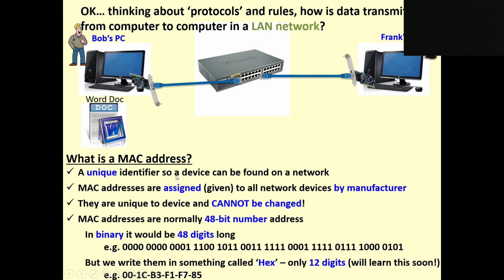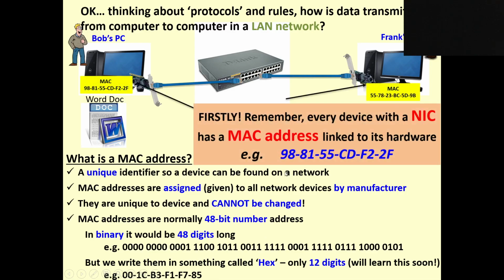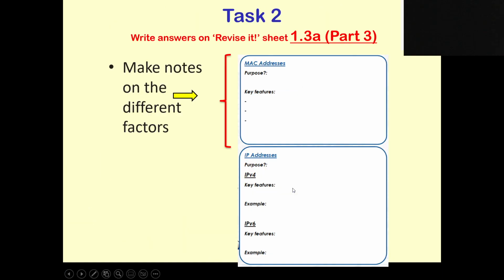So a MAC address is a unique address identifier, so a device can be found on a network. Think of it like a house number and a postcode that lets you send post to your house. The MAC addresses are assigned to the network interface card and you cannot change it. Once it's given to you by the network card, you cannot change it. They are normally 48-bit numbers, but when they're written out, they're stored as hexadecimal, so 12 digits in hexadecimal. And it looks like this at the bottom of the page. So remember, the MAC address is linked to the network card. Make your notes up at the top section now.